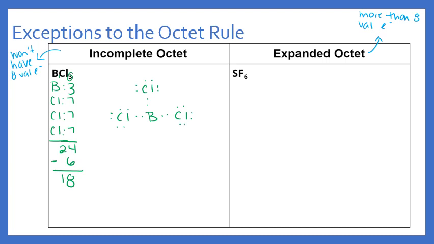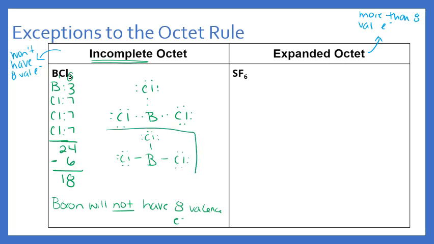So each chlorine has 8, but the boron only has 6. And that's fine because this is an incomplete octet, so boron will not have 8 valence electrons. So if we redraw this, boron is bonded to chlorine, and each chlorine has the electrons around it. So that's an incomplete octet. Boron only has 6 valence electrons, not 8.